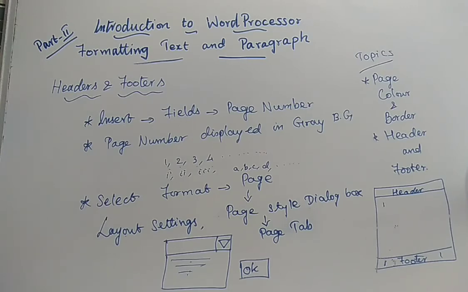Immediately after selecting Page, what will be displayed for you? The Page Style dialog box will be displayed. In that, what do you have to select? You have to select the Page tab. There you will have your Layout Settings. In this only you will have the sequence: 1, 2, 3, 4, 5, otherwise small Roman letters, otherwise capital.